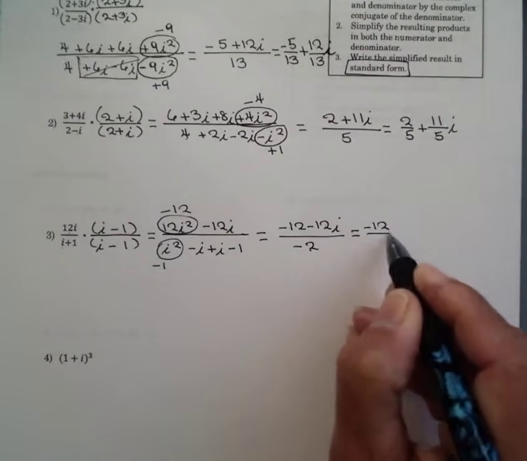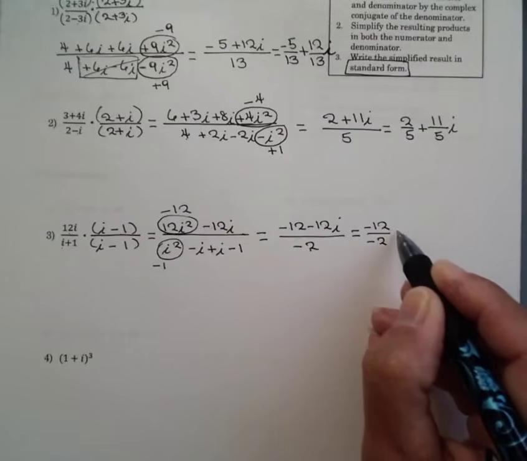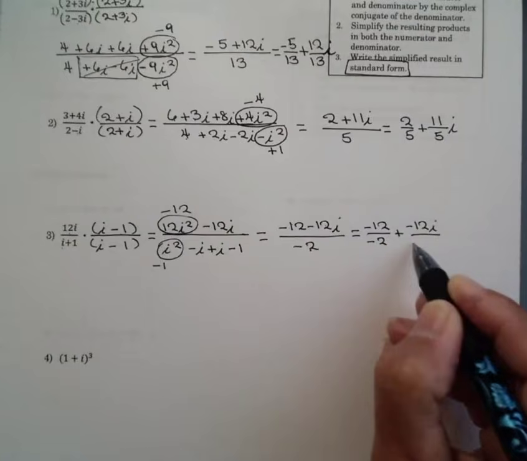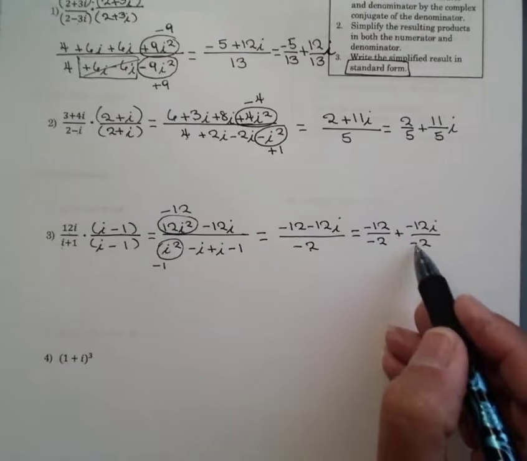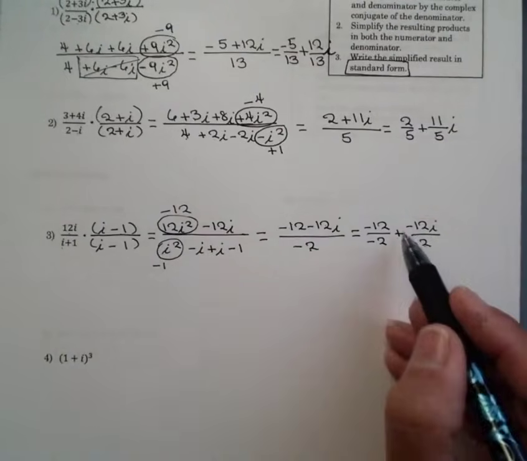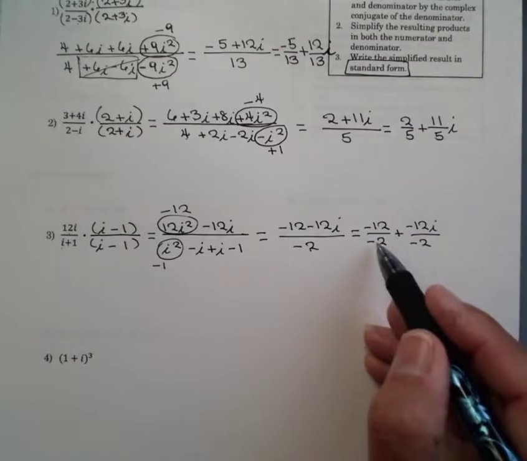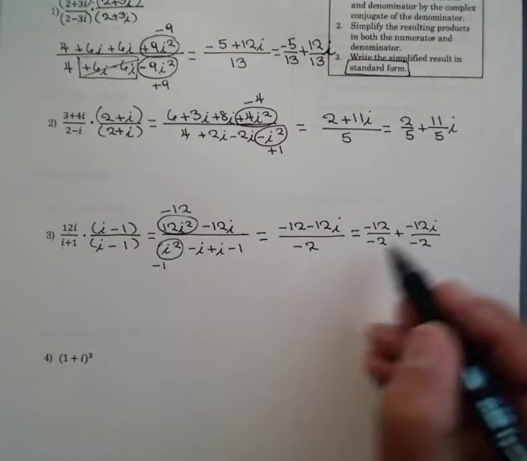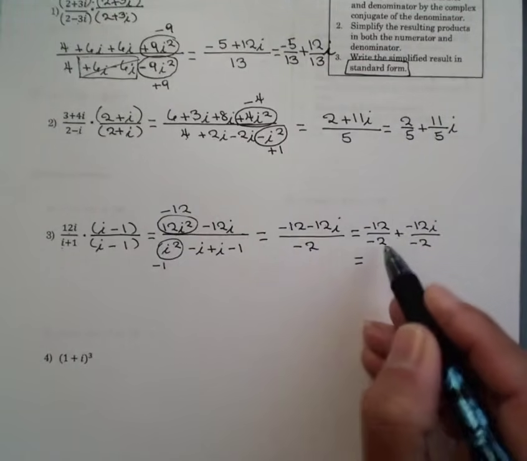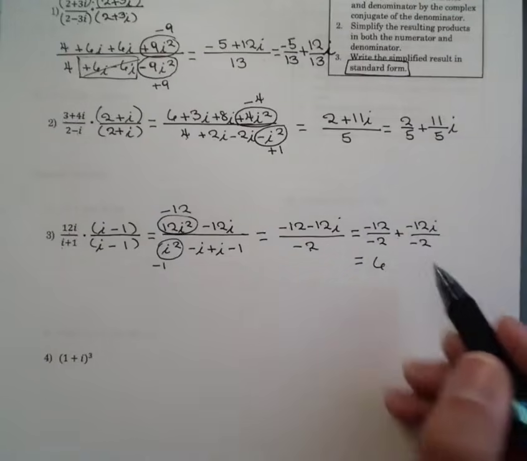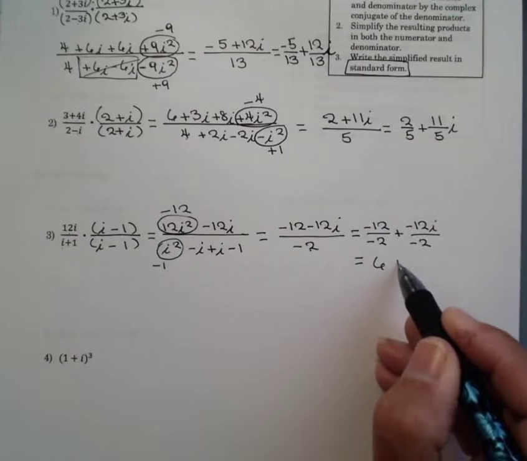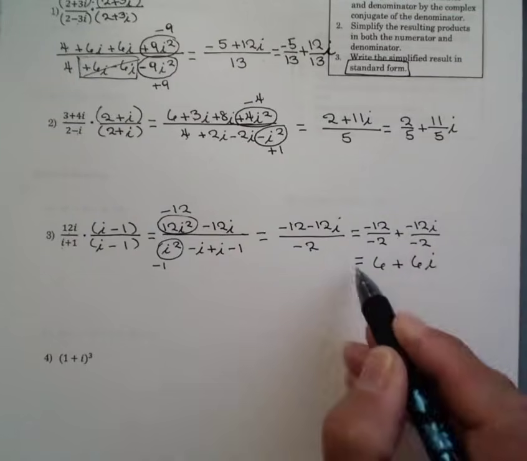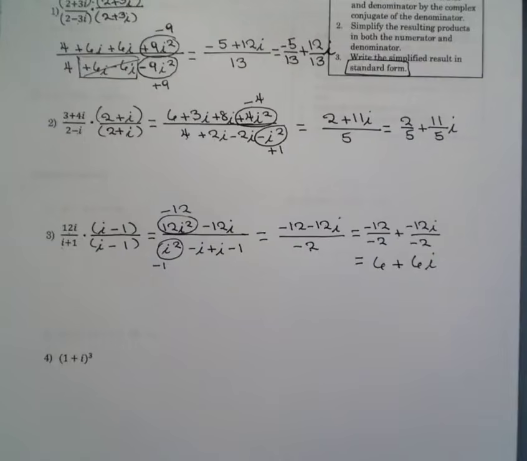Negative 12 over negative 2. And then I would say plus negative 12i over negative 2. Now, I left the plus because I wanted to put the negatives all together, right? Plus and negative is the same thing. But I want you to see that I could divide all these by negative 2, or I could just separate them out. This first term is going to resolve into a positive 6. And the second one is going to resolve into a positive 6 times i. So it's a plus bi. I've got it in the standard format.